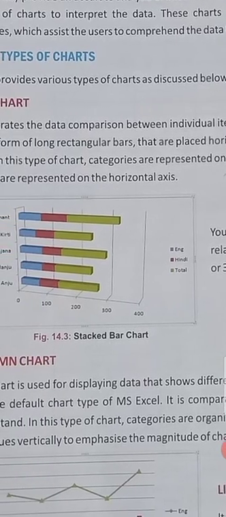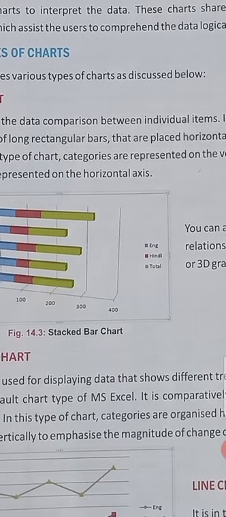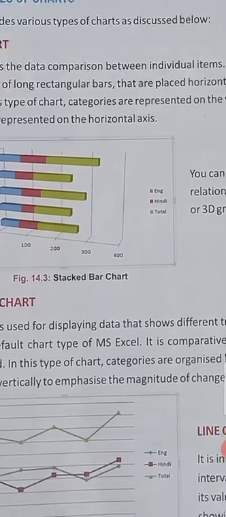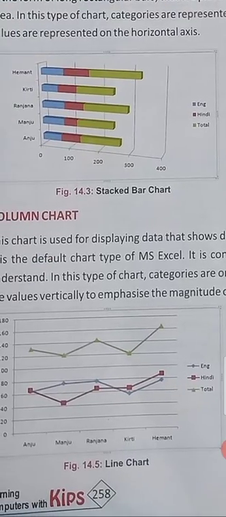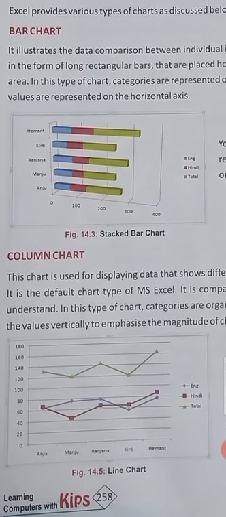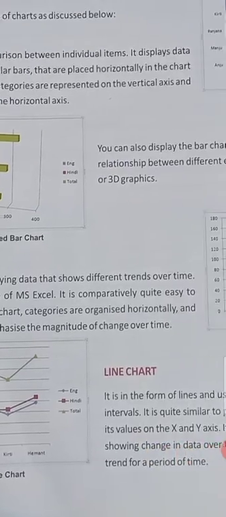Next, stacked bar. This is a type of bar chart. In this, in a similar way, we don't have separate bars for each subject. In this, we have a combination.